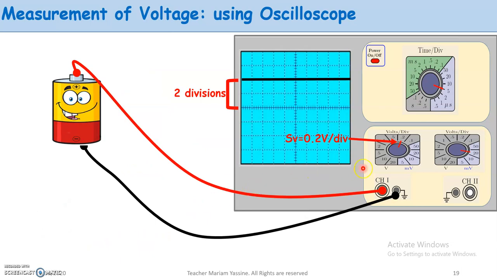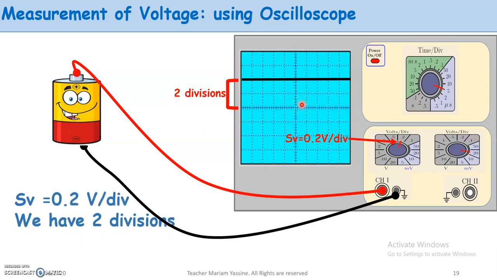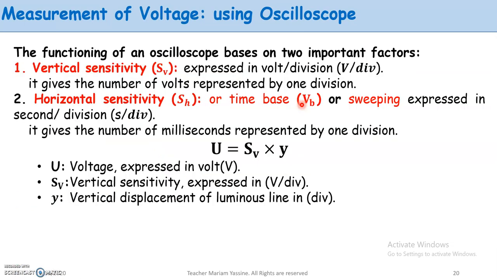Now, for example, I choose my scale on vertical, meaning vertical sensitivity is equal to 0.2 division. It means that each division is equal to 0.2 volt. Now I connect the oscilloscope across the battery and I observe a luminous line displaced by two divisions. So my real voltage, my measured voltage, is equal to 0.2 times 2, 0.4 volt. This is the formula used to calculate the voltage.